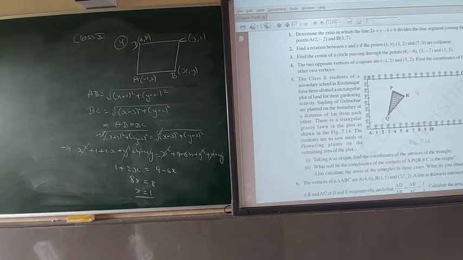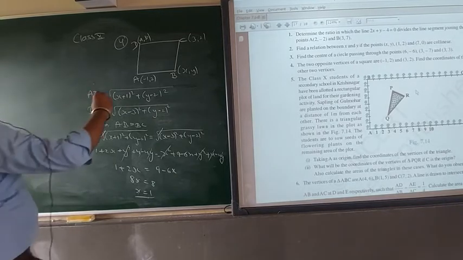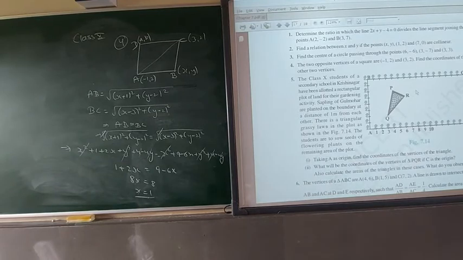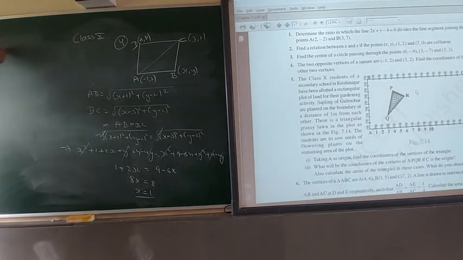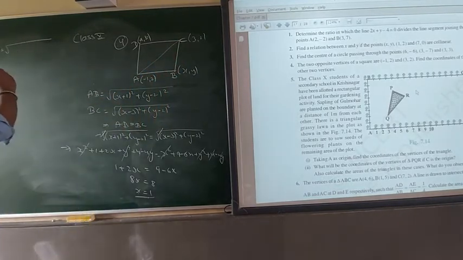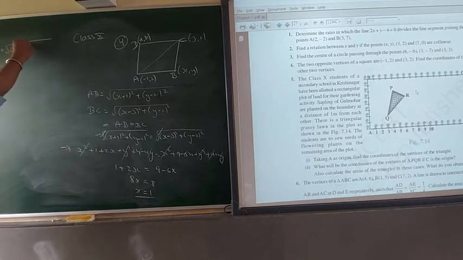Now I have to find b also, y also. So here only two sides are there, nothing other than this. So what can I do? I will find AC first. We can find AC here because both the points I have. AC will be: 3 plus 1, 4 square, plus 2 minus 2, 0. So it will be square of 4, 16 plus 0, and it will be 4 only.